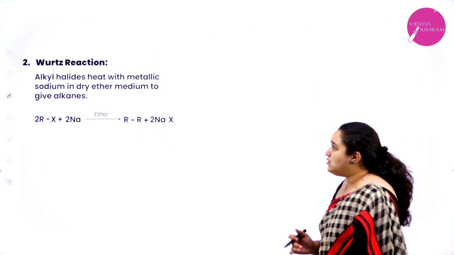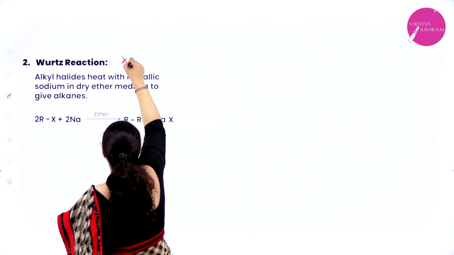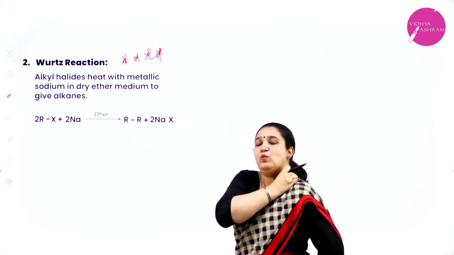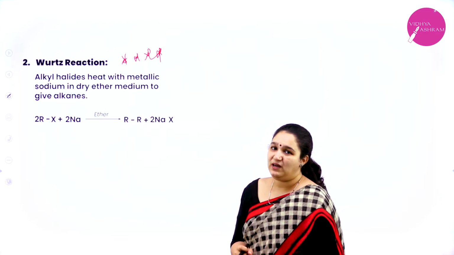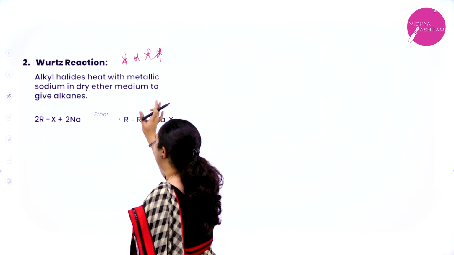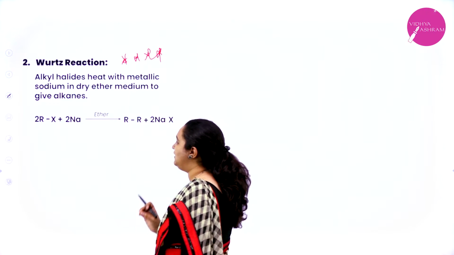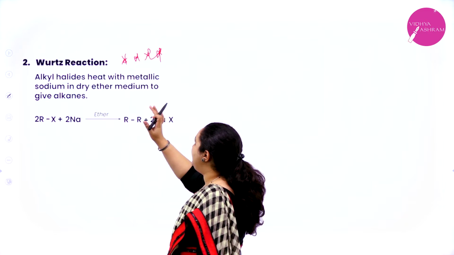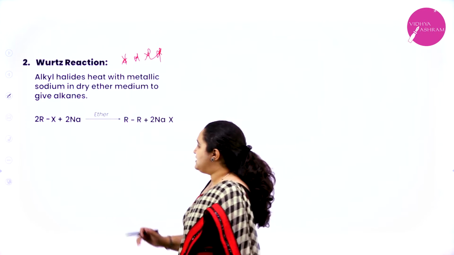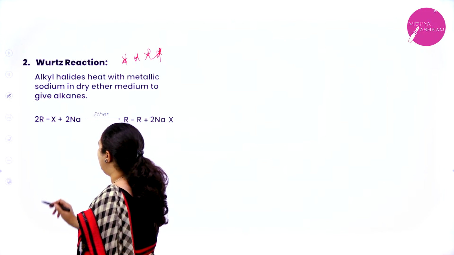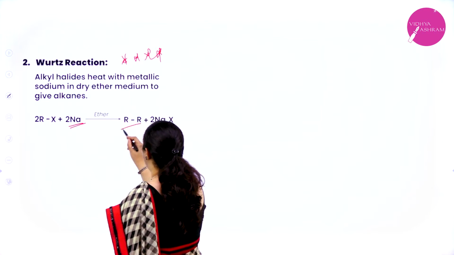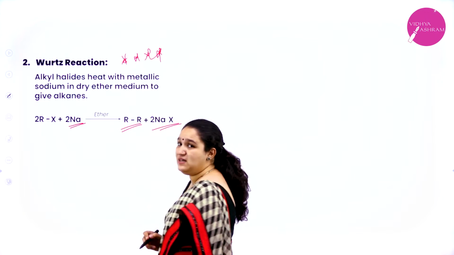Next we'll see Wurtz reaction. Very important. Several times asked as a 1 mark or 2 mark question in your previous papers. Okay, so alkyl halide is heated with metallic sodium in dry ether medium to give alkane. So we'll see the reaction. I've taken alkyl halide heated with sodium metal. In the presence of dry ether, you get alkane and sodium halide is removed.